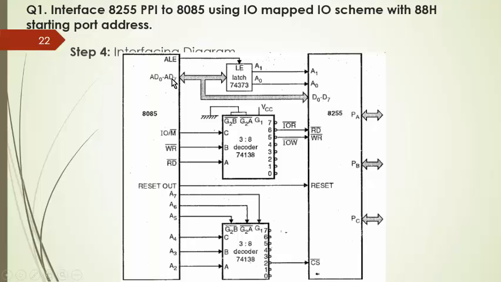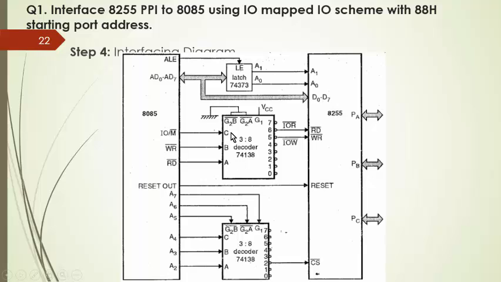The final step, interfacing diagram. So on the left hand side you have to draw the 8085 microprocessor. Then this is the demultiplexing logic, AD0 to AD7 address lines you have to connect to the 74373 latch, and from this latch the two address lines A0 and A1 you have to connect to A0 and A1 of the 8255 IC, and the demultiplexed data lines you have to connect here to D0 to D7 of 8255.